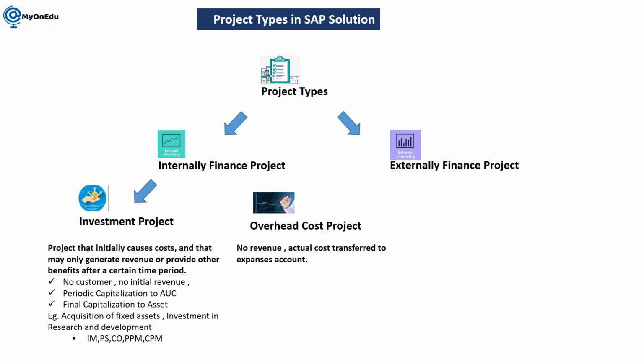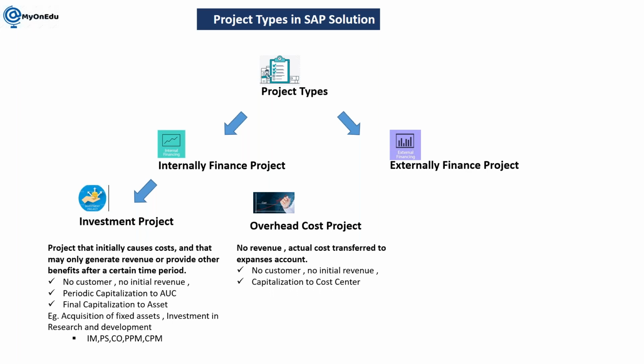Okay, and when we are going for overhead cost project, here we will not have any revenue, actual cost transfer to expenses account. So overhead project or cost project, whatever the cost is going to incur, that has to be settled, that has to be transferred into your expense account because it's direct expenses. Okay, we are not going to get revenue with reference to this work. Okay, so here no customer, no initial revenue, even that is not an investment.